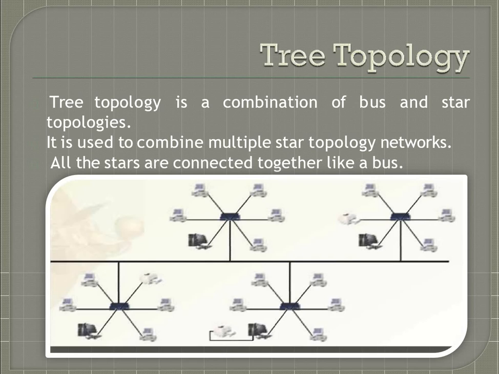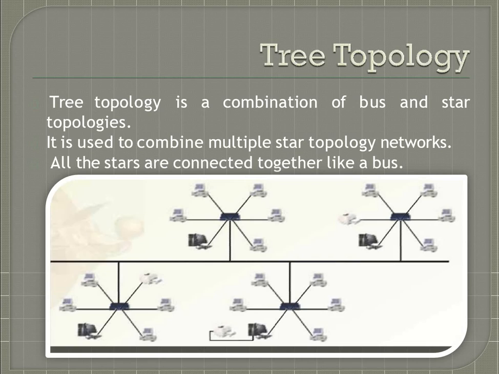So in tree topology, some of the devices are connected to the central hub. Okay. So that central hub is known as the active hub, and some of the devices are connected to the secondary hub, which may be an active hub or a passive hub. So what is this active hub?